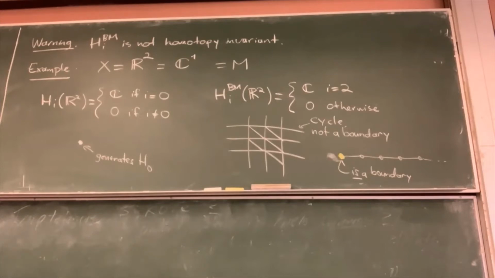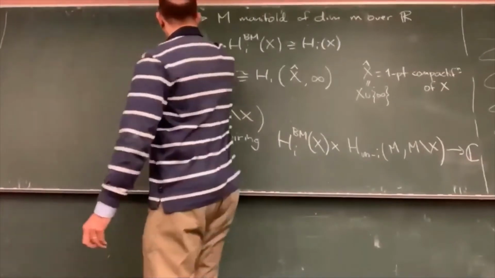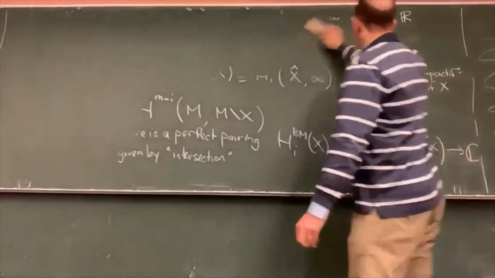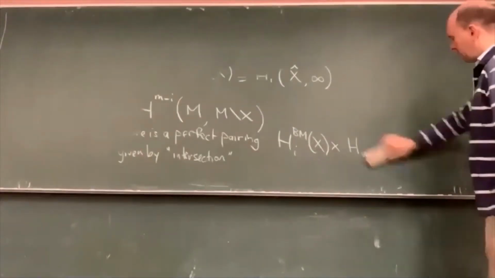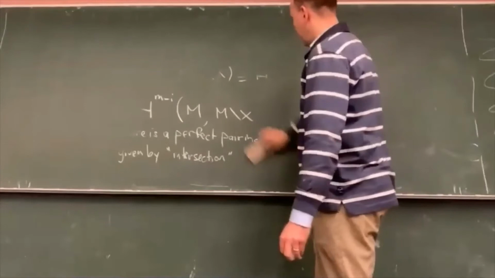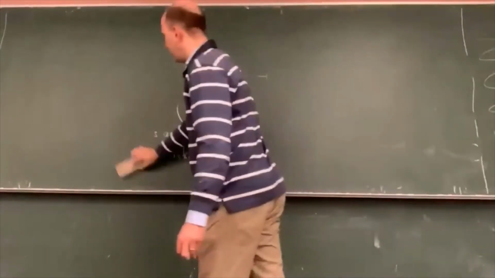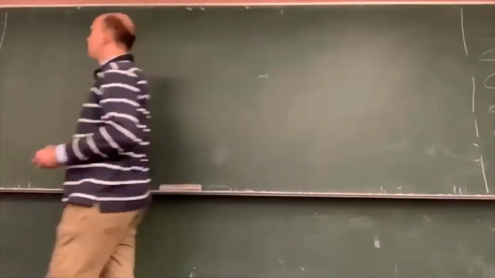So I was claiming that this would be a good thing to look at in order to construct correspondences, for which we need pullbacks and push forwards. So we need to explore the functoriality of this Borel-Moore homology, and we've already seen it's not a homotopy invariant, so it's not going to be quite as nice as ordinary homology in its properties.